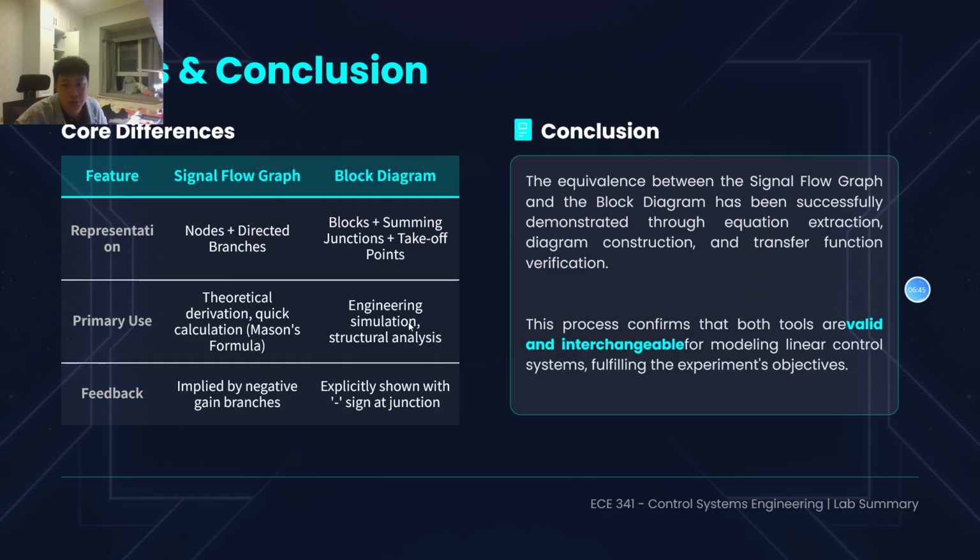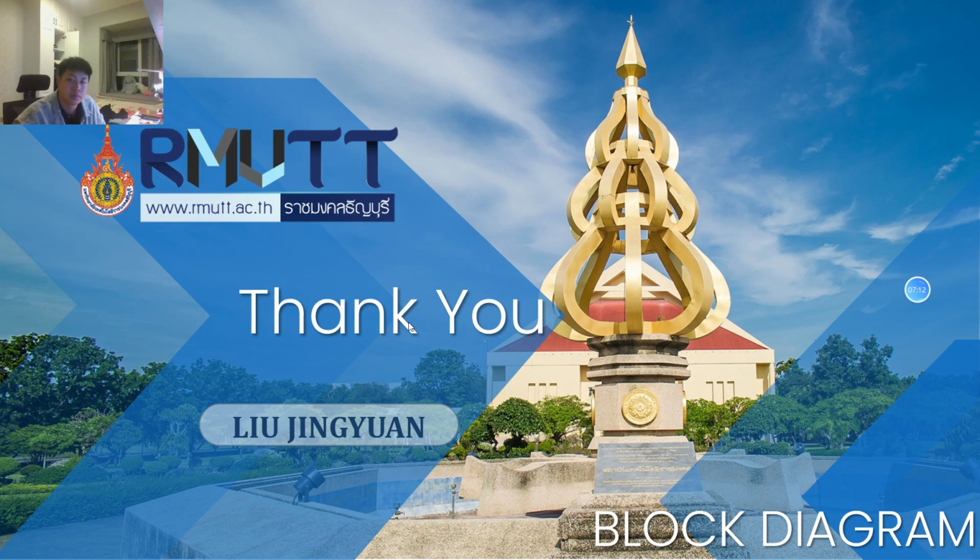The equivalence between the signal flow graph and the block diagram has been successfully demonstrated through equation extraction, diagram construction, and transfer function. This process confirms that both tools are valid and interchangeable for modeling linear control systems, fulfilling the experiment objectives.